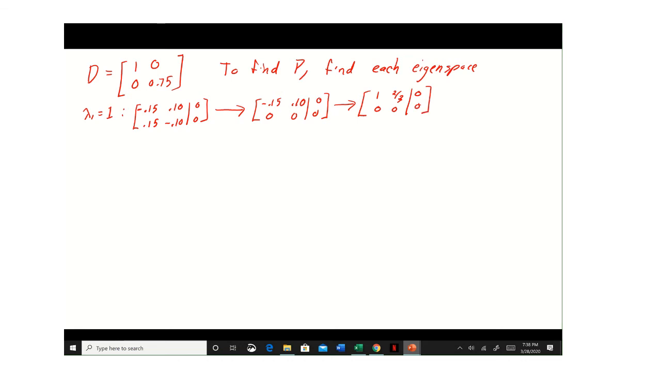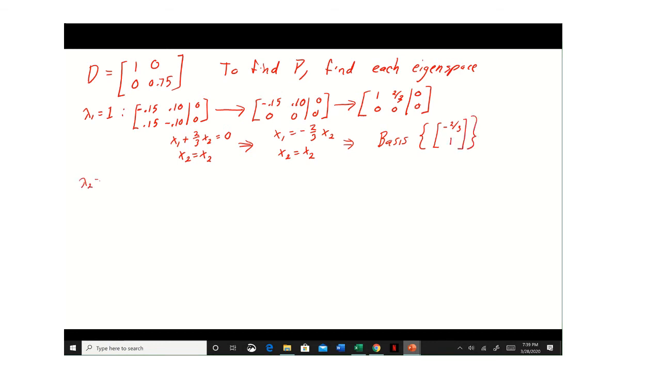So there is our row reduced form. Now to get the basis, you can see we have one free variable. So we have x1 plus 2/3 x2 is 0, and x2 is our free variable. That leads to x1 is equal to negative 2/3 x2, x2 equals x2, and that tells us that our basis for our eigenspace is negative 2/3 and 1.